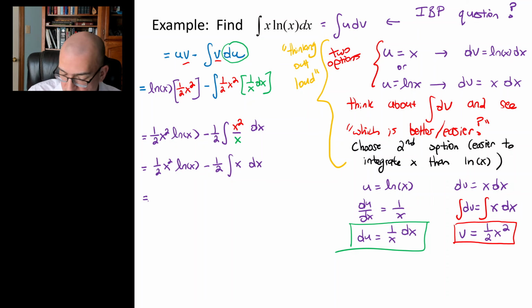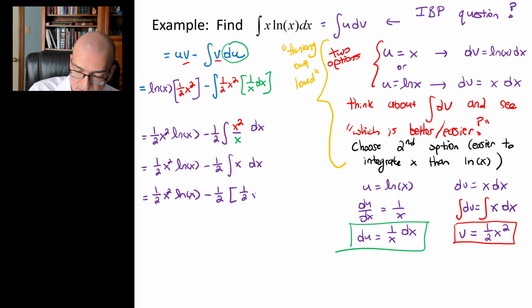Okay, and then we can take the antiderivative of x fairly easily. The antiderivative of x is 1/2 x squared. And we get a big plus c. And then that can be simplified. That's 1/2 x squared times the ln of x minus 1 over 4 x squared plus c. That's our answer.